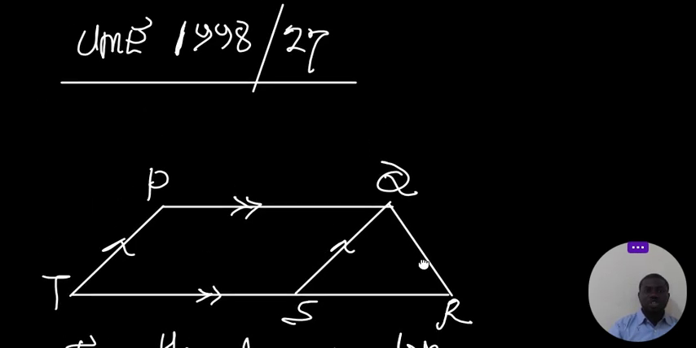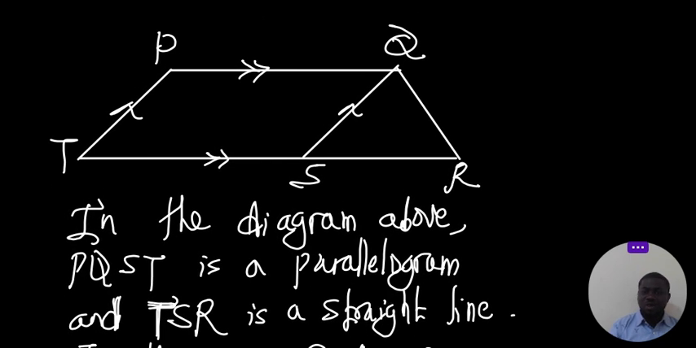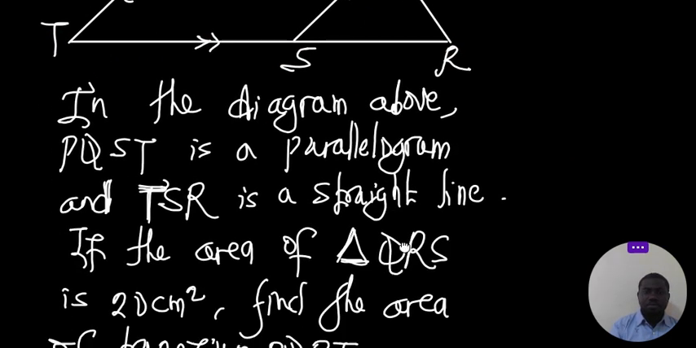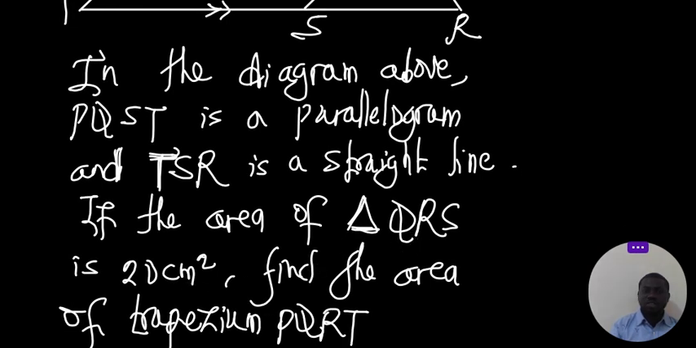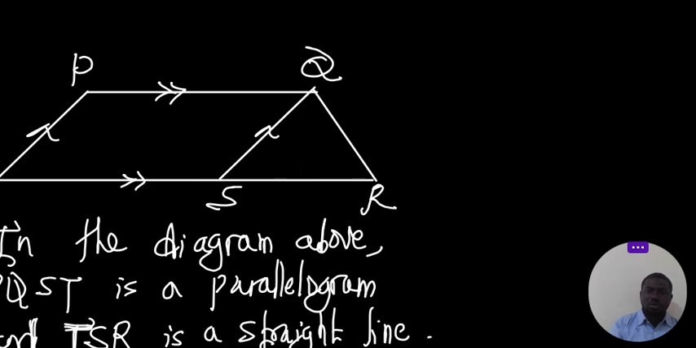We have another one from JAM 1998, question 27. It says the diagram of PQST is a parallelogram. Obviously, PQST parallelogram. So QRS is definitely a triangle. TSR is a straight line. If the area of triangle QRS is 20 cm squared, so we use this known value. We start from there. We use known value to get unknown values. So area of triangle QRS is 20. So let's start with that. Area of triangle QRS. So we have area of this triangle to be 20. So area of that triangle there is half base times height.